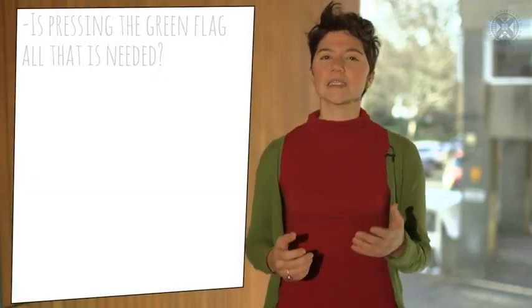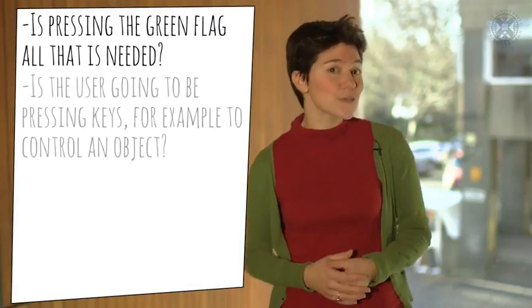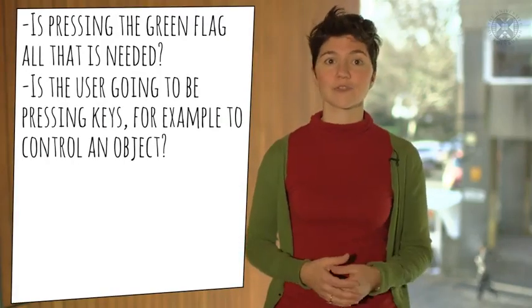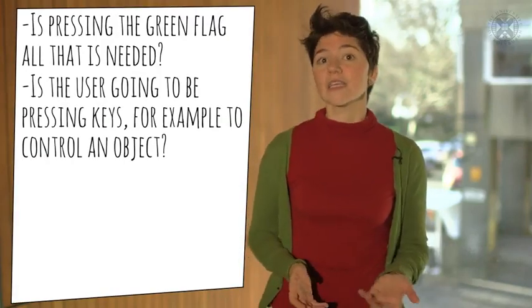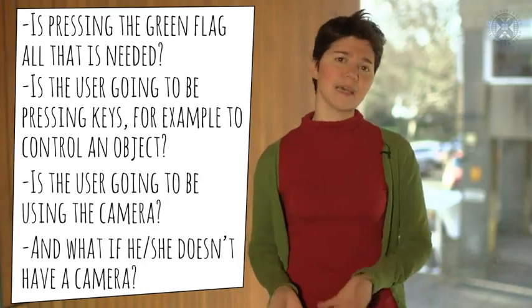It's also important to think about how the user will interact with the program you're building. For example, is pressing the green flag all that is needed? Is the user going to be pressing keys, for example, to control an object? Is the user going to be using the camera? And what if he or she doesn't have a camera?